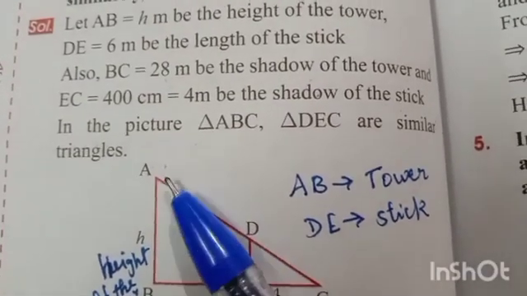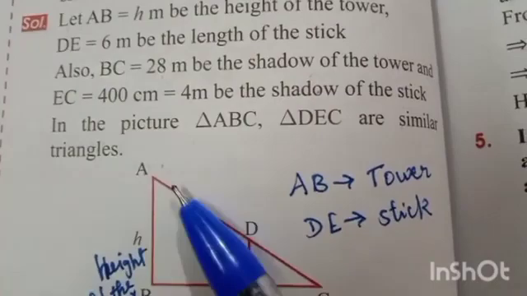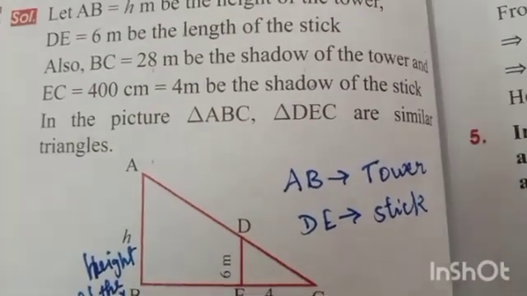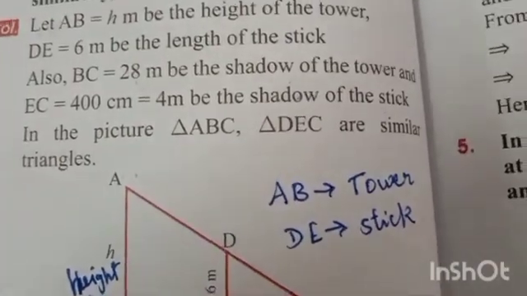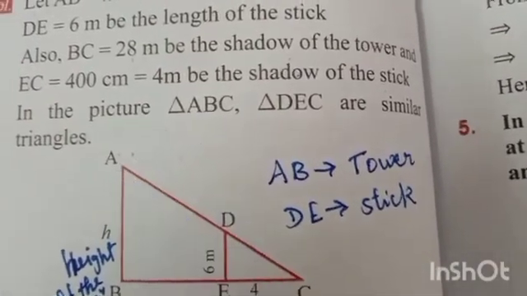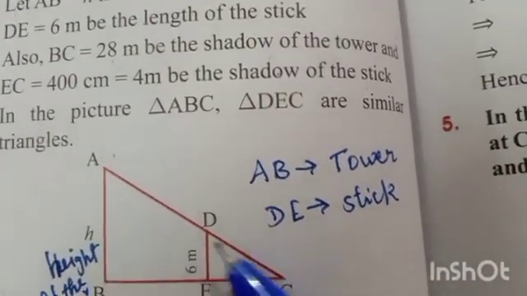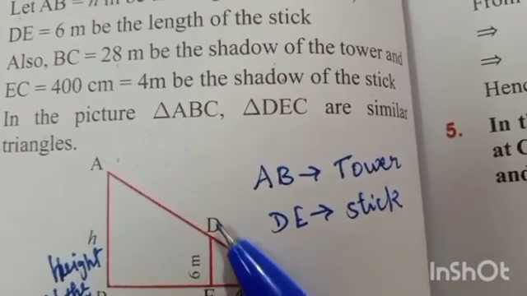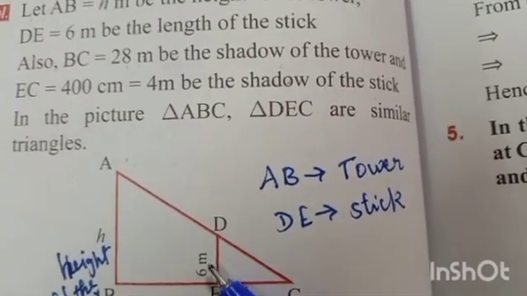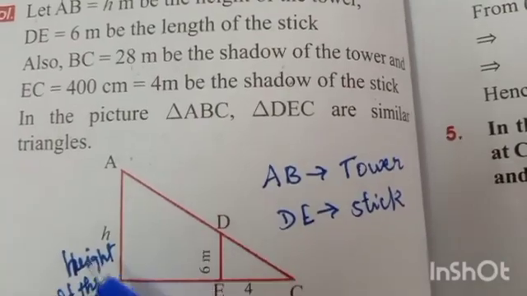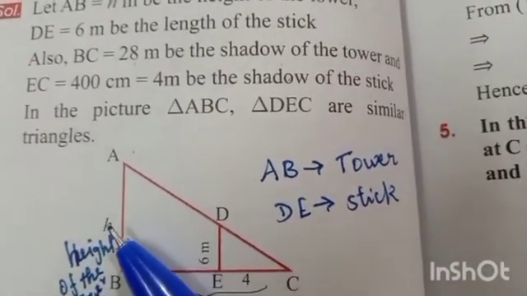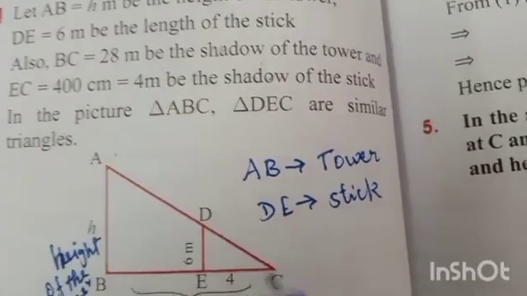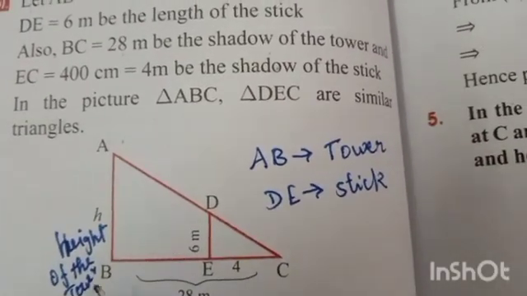So this is the height of the tower. AB is the tower, then DE is the stick. You have to draw a right angle triangle. This is the height of the tower, this is the height of the stick. The height of the stick is already given in the question, 6 meters. We want to find the height of the tower, so it is unknown. You have to consider it as h.